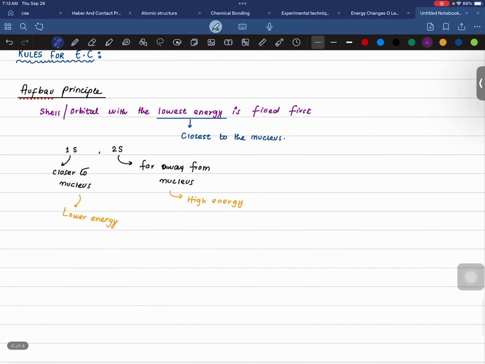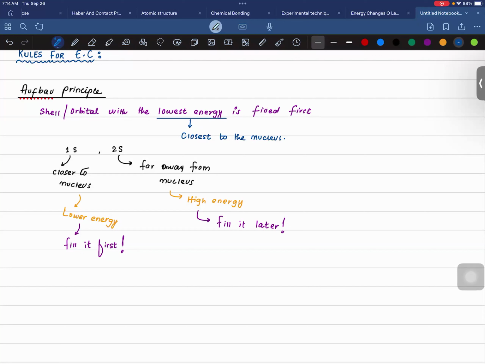So you would be filling this orbital first. Fill it first. Okay, fill it first. Fill it later. Okay, because this is having the higher energy. Basically, this is the rule. This rule says that you have to fill those orbitals which are having the lowest energy.